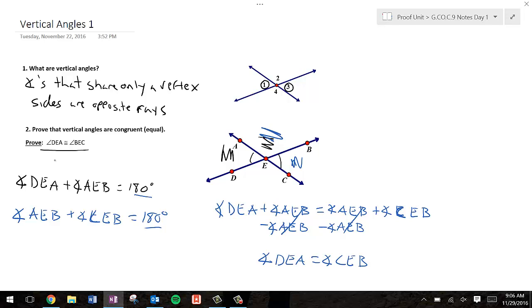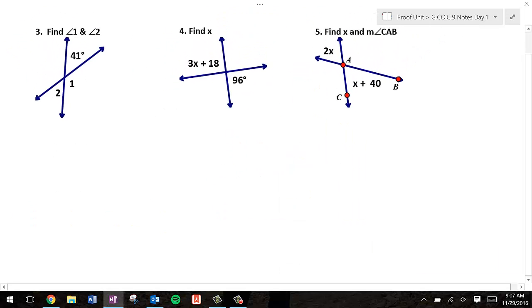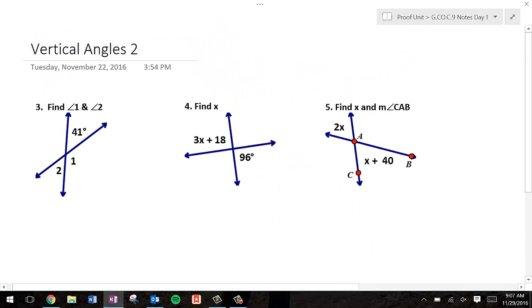So that's just a little quick proof to show you that all vertical angles will have equal measures, or the angles themselves will be congruent. Now, let's utilize that here and look at these three problems. So I'll do number 3 with you, and then 4 and 5 I'm going to pause the video and let you guys solve, and then you can come back and see the results.